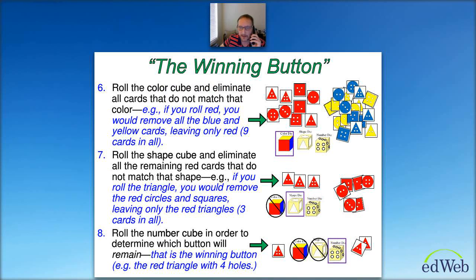Then they roll the shape die. They eliminate all the cards that aren't triangle, and now they only have 3 cards that are triangles. And then to figure out which one is the winning button, they roll the number die. You can see here that they have a red triangle with 4 holes, which allows children to develop in math and sorting, but also helps them to develop sentence structure as they move on.